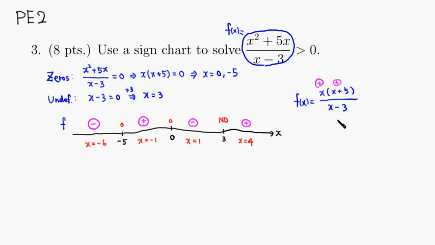That's how you determine the sign. Then remember that we want this function to be greater than 0, so we know exactly where we want it. We want positive, so it's going to be here and also there. Therefore, the solution set is between negative 5 and 0, and also from 3 to positive infinity.